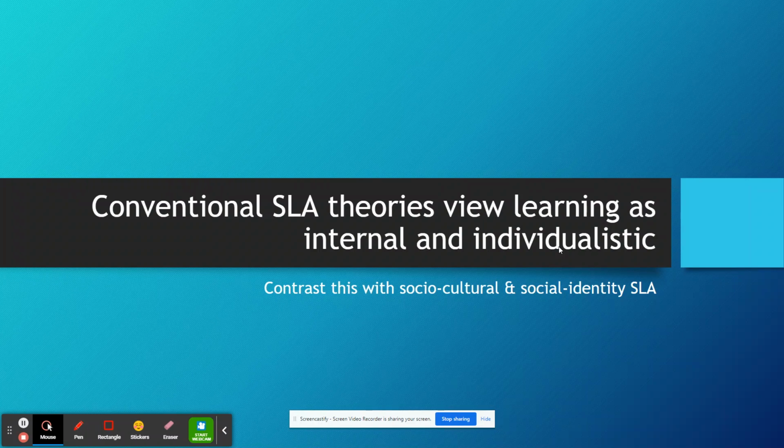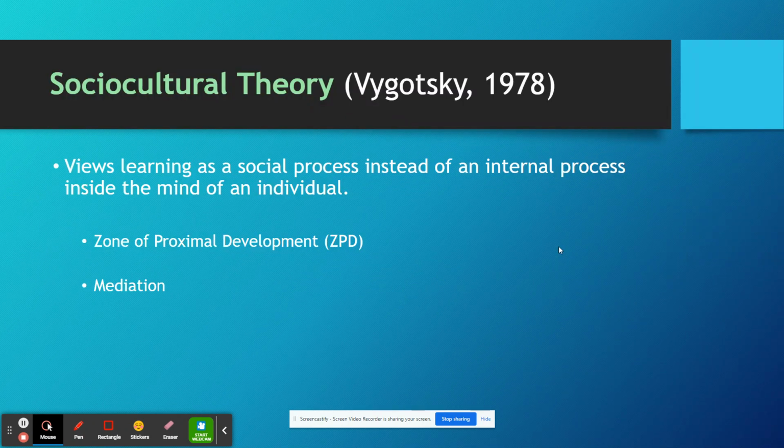Sociocultural theory values the social aspects of second language acquisition much more than these other theories. Sociocultural theory is a school of thought that views learning as a social process instead of an internal process or cognitive or neurological process inside the mind of the learner. The most famous name from sociocultural theory is Lev Vygotsky. He was a Russian psychologist from the 1930s.